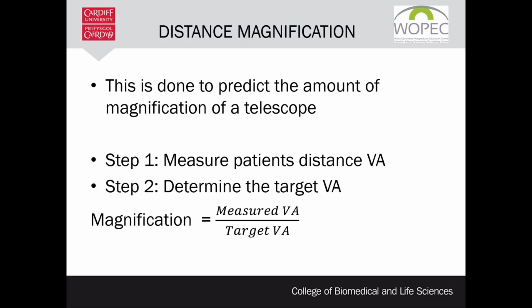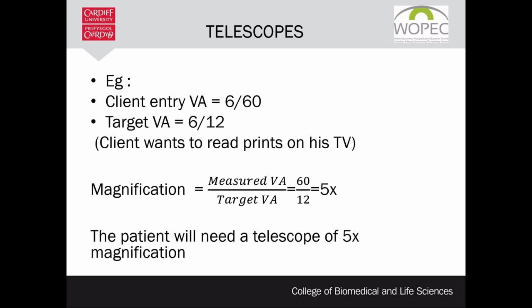Determining the magnification for distance task is also very easy. The predicted method is used. Determine the distance VA of the client and the acuity of the target. Our client has a VA of 6/60 and wants to read print from a TV screen, which requires a VA of 6/12 to see. If we apply our formula for determining magnification, we have a magnification of 5 times. We can then prescribe a 5 times telescope for our client to view the target.